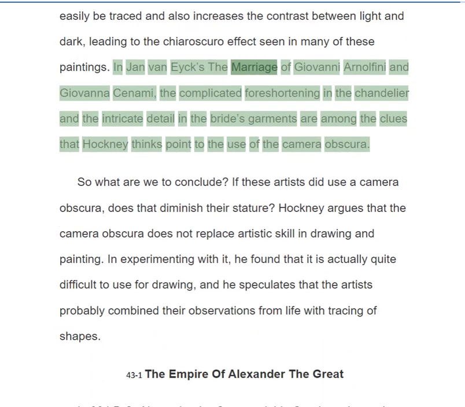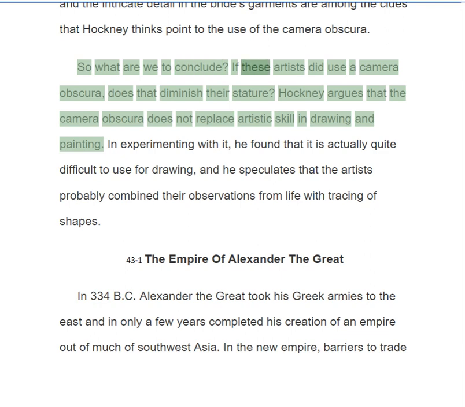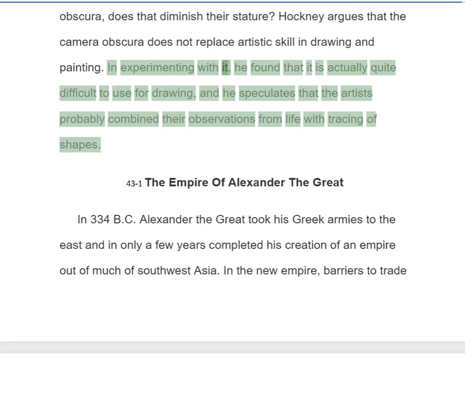In Jan van Eyck's The Marriage of Giovanni Arnolfini and Giovanna Senemi, the complicated foreshortening in the chandelier and the intricate detail in the bride's garments are among the clues that Hockney thinks point to the use of the camera obscura. So what are we to conclude? If these artists did use a camera obscura, does that diminish their stature? Hockney argues that the camera obscura does not replace artistic skill in drawing and painting. In experimenting with it, he found that it is actually quite difficult to use for drawing, and he speculates that the artists probably combined their observations from life with tracing of shapes.